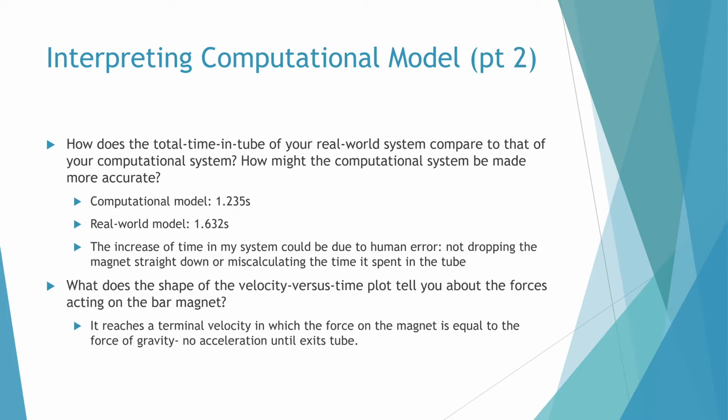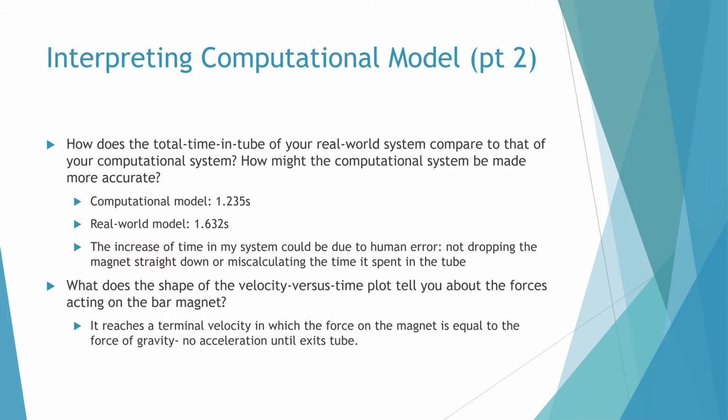So part 2, how does the total time in tube of your real world experiment compare to your computational model? For our computational model, we got 1.235 seconds, and for the real world, we got 1.632. This can be for a lot of reasons, but mostly it's due to human error. We're not dropping it 100% perfect into the tube every single time. It could have been at a little bit of an angle or dropped from a different height. And also I used my phone to calculate the time in the tube, so it could have been an error on my part with reading the times.